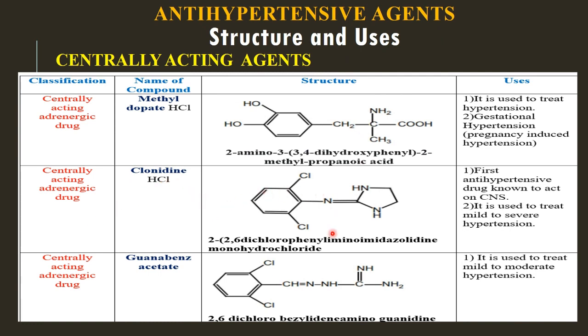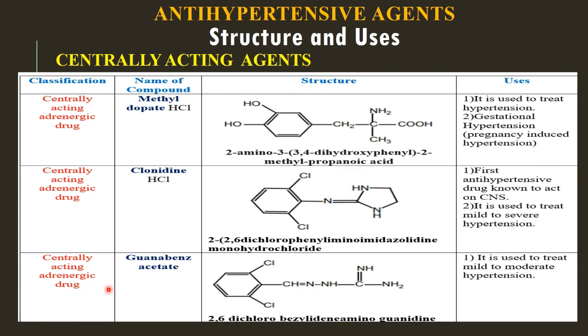Here you can see it has the imino group. Imidazole ring is also present. At the 2 position you can see 2,6-dichlorophenyl imino. The imidazole ring is present over here, so imidazolidine. It is the first antihypertensive drug known to act on the CNS. It is used to treat mild to severe hypertension.